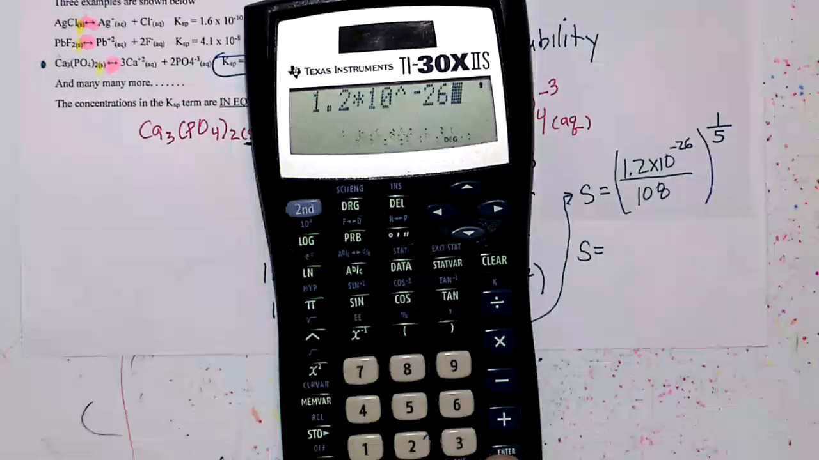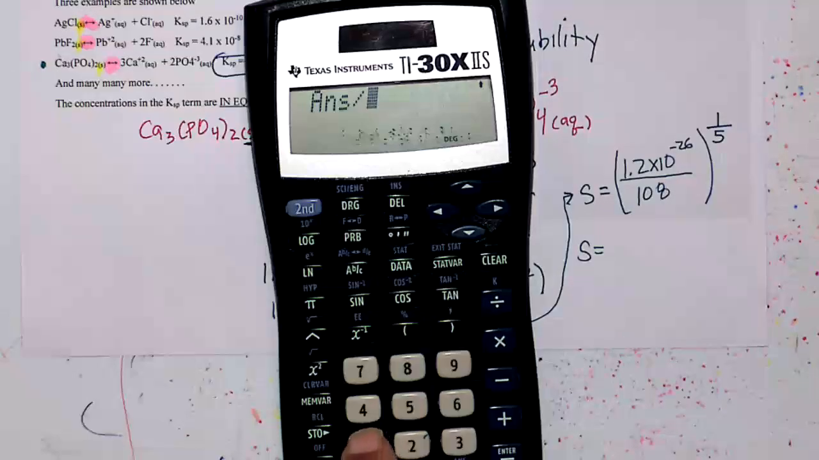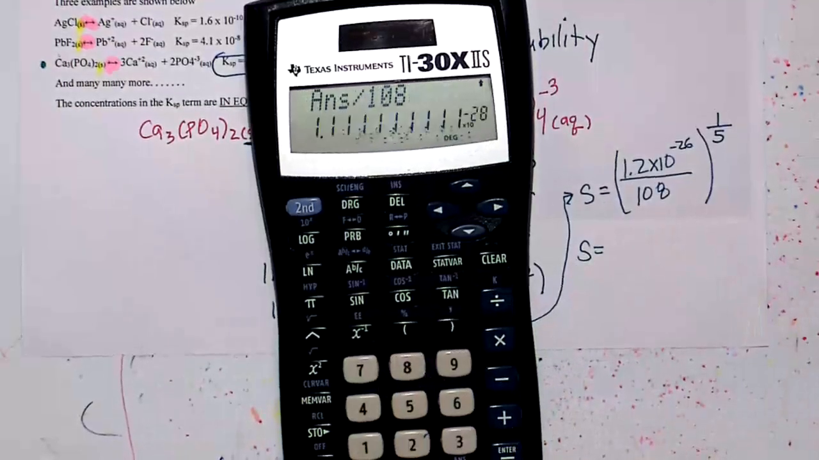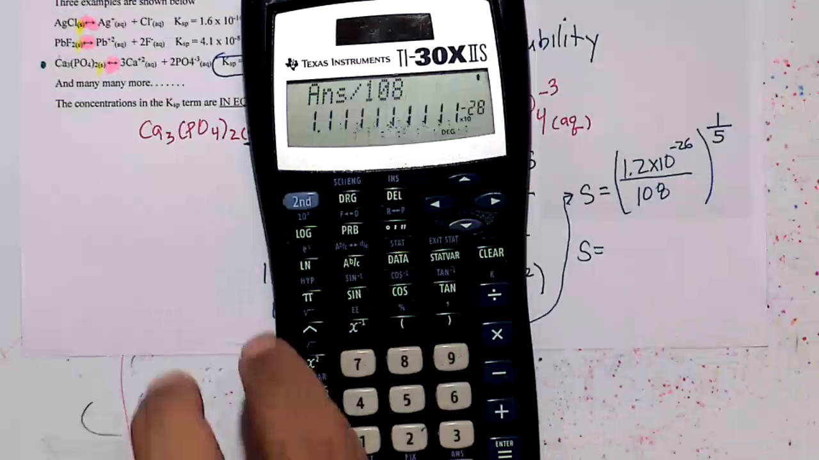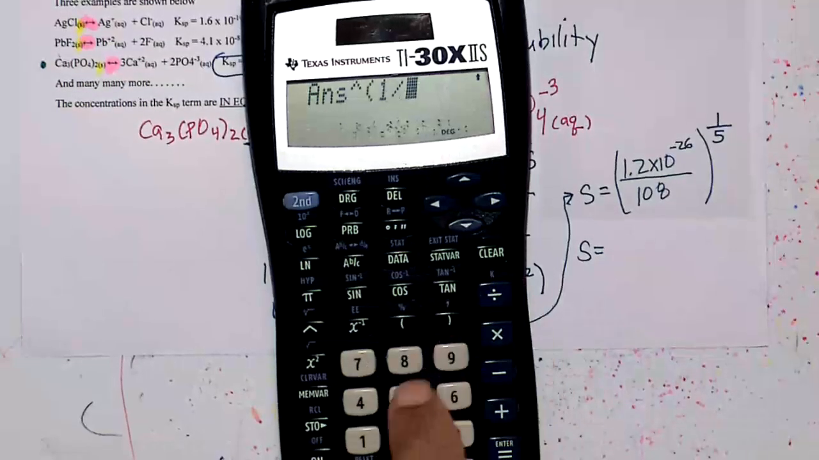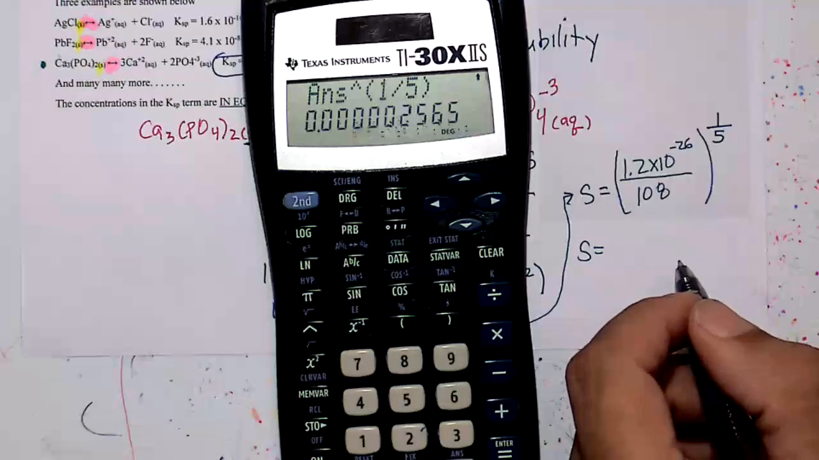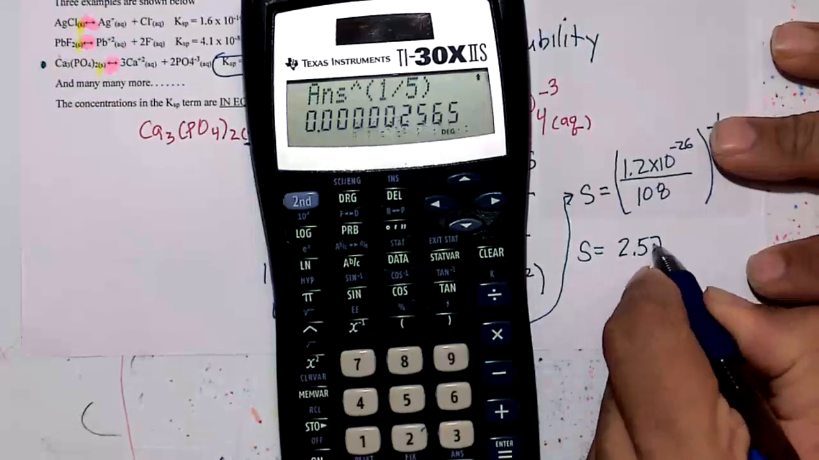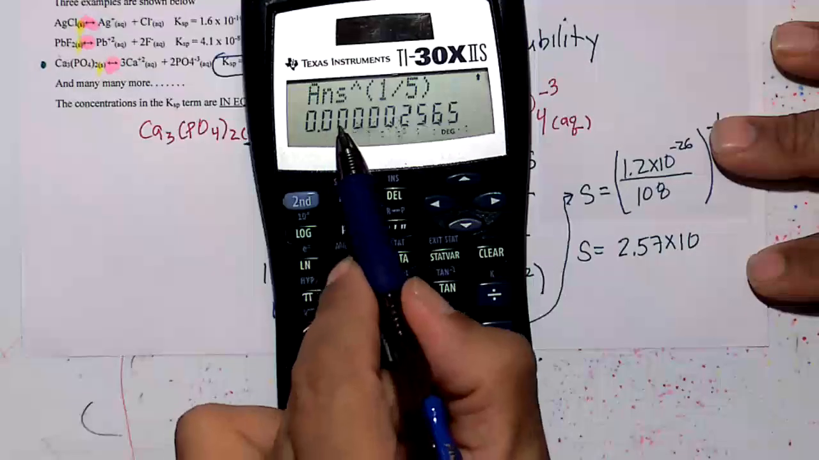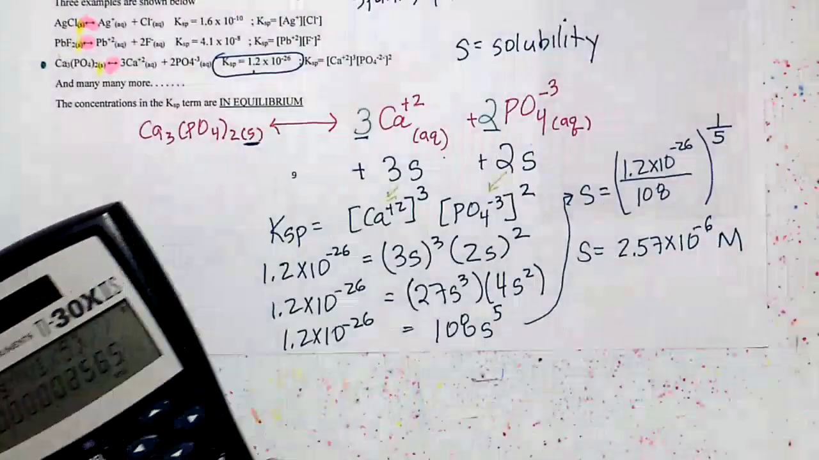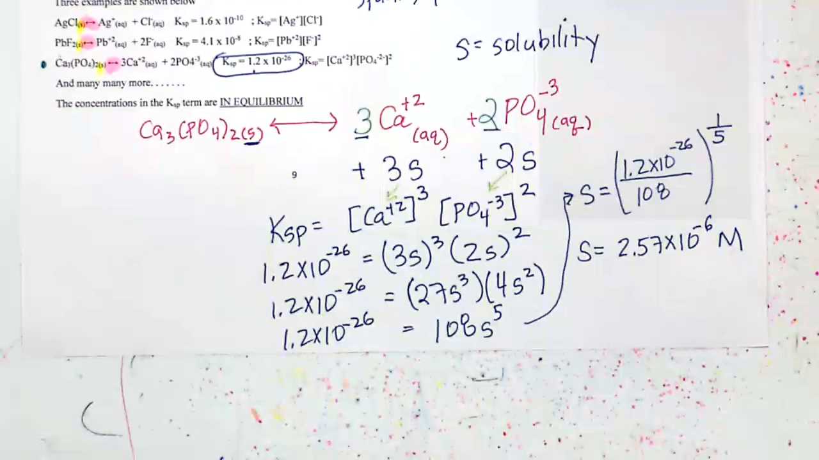1.2 times 10 to the minus 26 divided by 108. You're going to raise it to the power of 1/5, and you get 2.57 times 10 to the minus 6. Here the solubility is in molar.